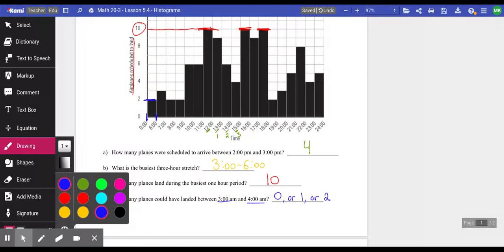Cool, that's a histogram. So that's all we're really doing today, which is kind of nice. So if you didn't finish your bar graph stuff yesterday, this would be a good day to go back and review it.